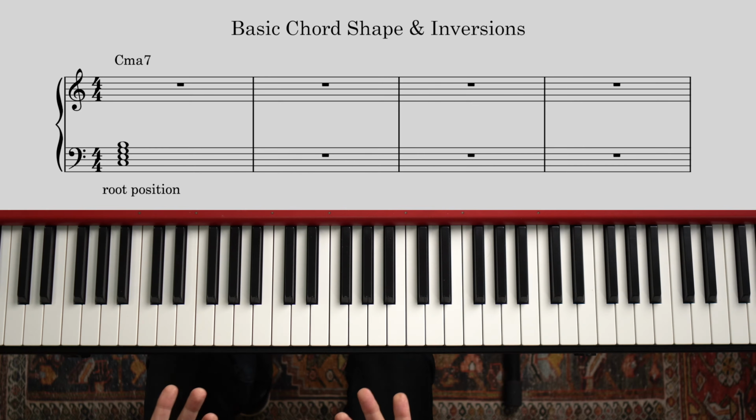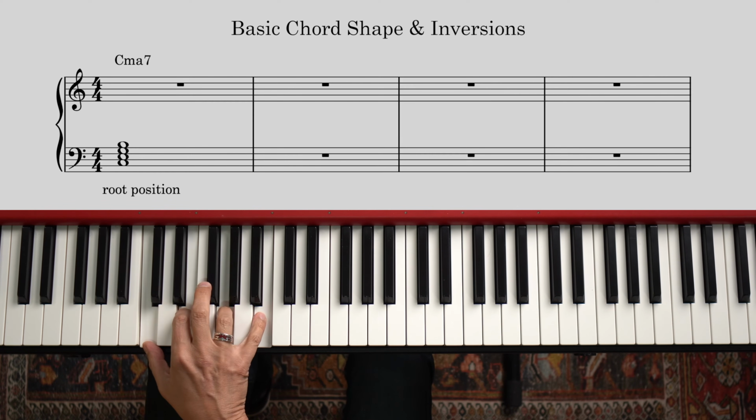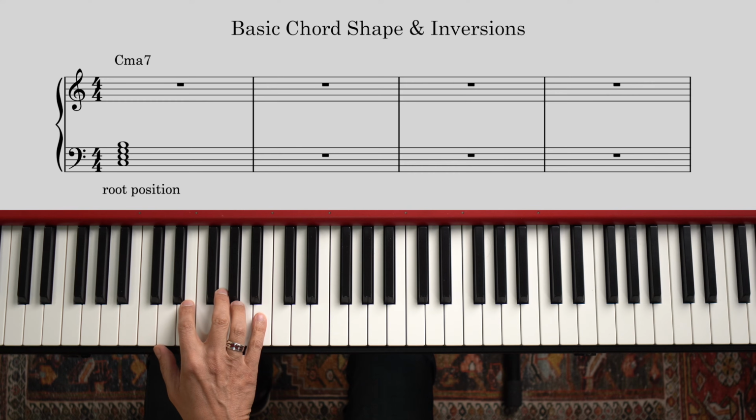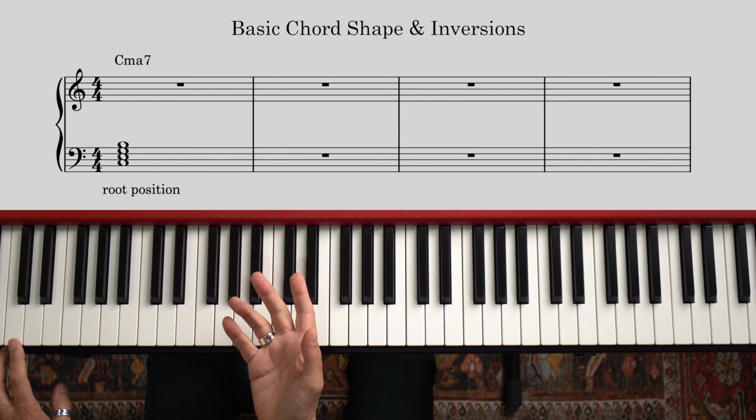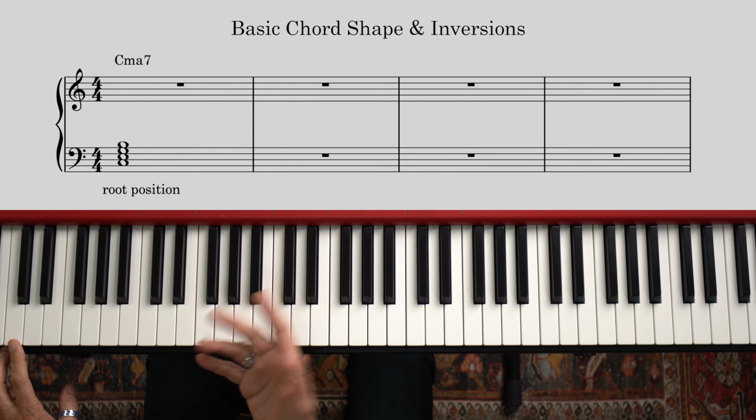A very common way to voice seventh chords, especially in pop music, is to split off the root of a basic root position chord shape and play it in the bass register. Here's our C major 7 chord. I'll split off the root and drop it down an octave or two. The remaining notes, 3, 5 and 7, form a triad that is played with the right hand.